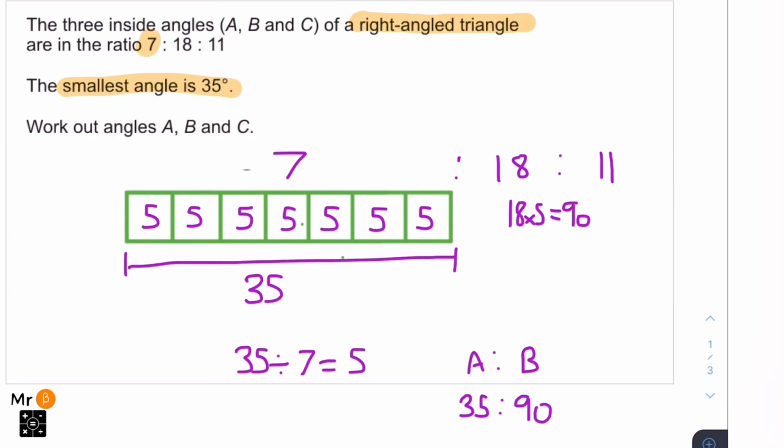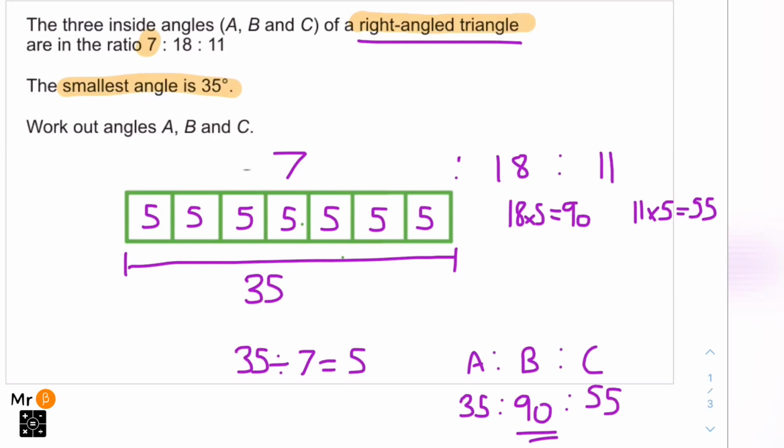And then finally, my angle C is 11. Again, we'd have 11 boxes, each with 5 in. So 11 times by 5 is equal to 55. Now we've got 2 checks to do here. Do we have one of the angles being a right angle? Yes, angle B. And do all 3 angles add up to 180 degrees? Yes, they do. Therefore, you're pretty much guaranteed that you've got that question correct in your exam.